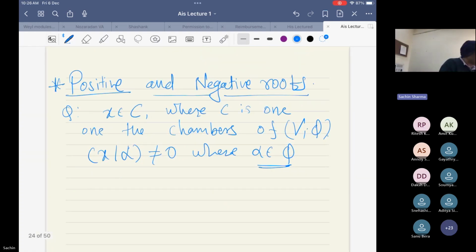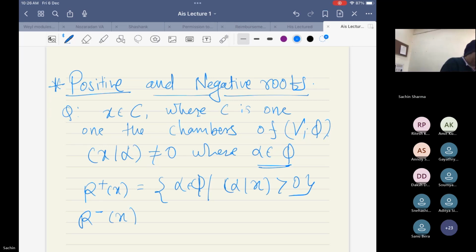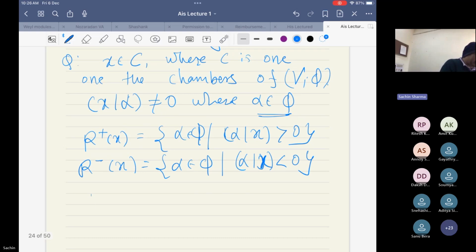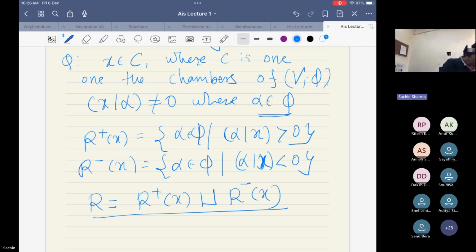And so what we do is we define R plus of x as the set of alpha belonging to phi with inner product of alpha and x greater than 0, and R minus of x as the set of alpha belonging to phi with inner product less than 0. And this indeed partitions your R. Can someone tell what is the relation between R plus of x and R minus of x?